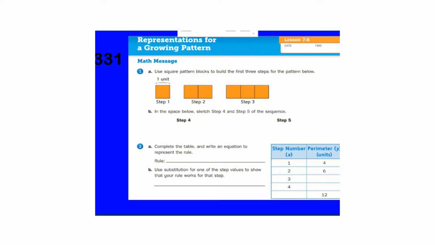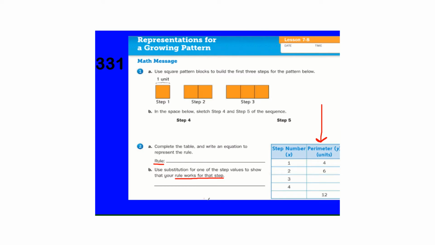Okay, the lesson is on page 331. Patterns. Use this pattern here. Part B says, in the space below, sketch step 4 and 5, and then complete the table right here, the step number and the units, the perimeter. And then find the rule, and make sure that your rule works for all the steps, okay? So pause and do that.